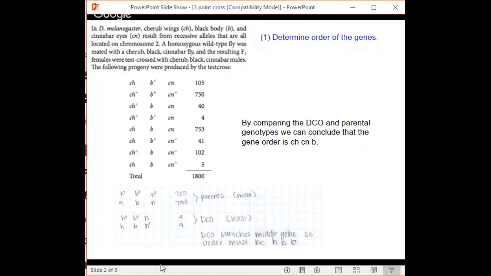Now, whenever we compare these two, we know that the double crossover switches the middle gene. So this N needs to be here, and same with here. So our gene order needs to be CH, CN, and then B.